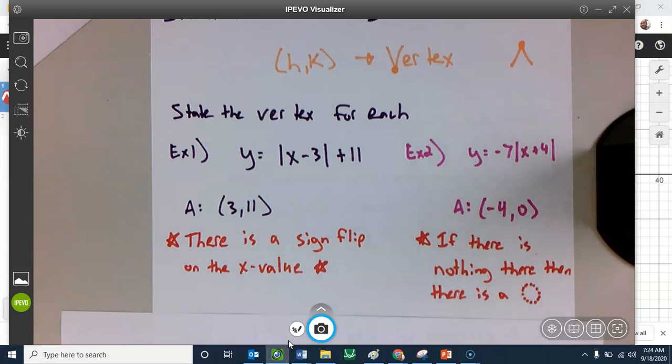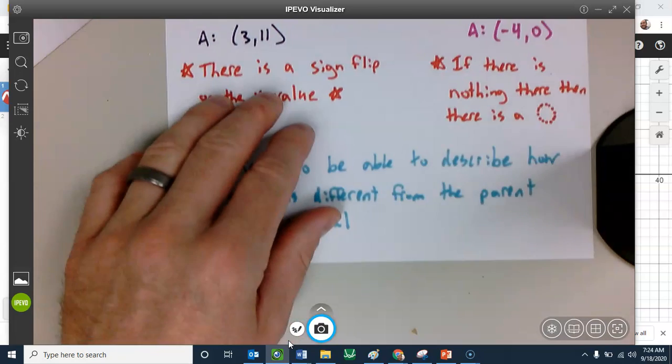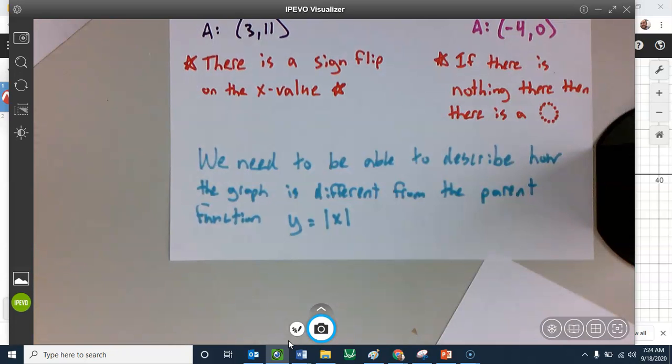Goal number 1 handled. I give you an equation, you tell me the vertex. Piece of cake. You got this. Okay. The second goal for these notes: I want you to be able to describe how the graph is different. How is it shifted? How is it changed? How is it transformed is the real word you'll use, from the parent function, that general one, y equals the absolute value of x.